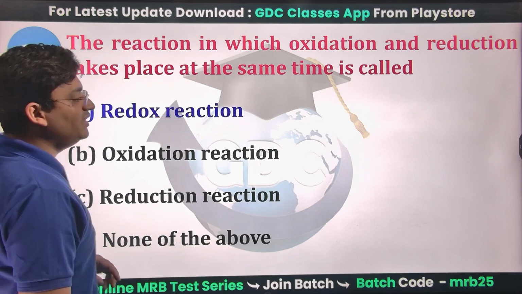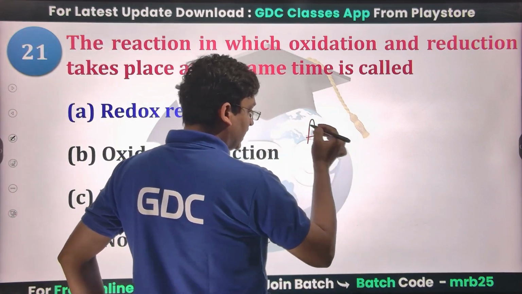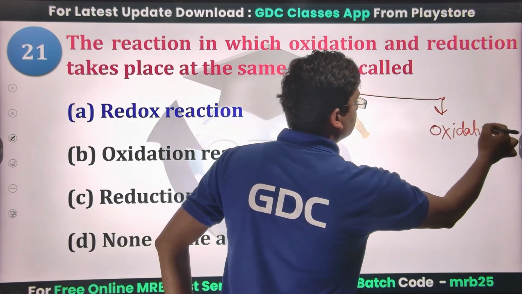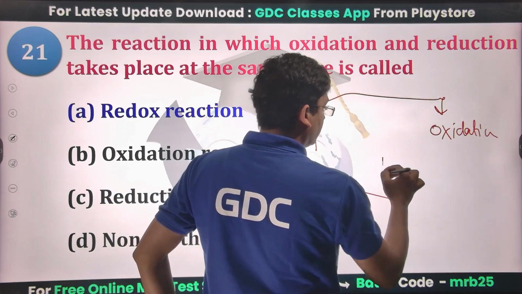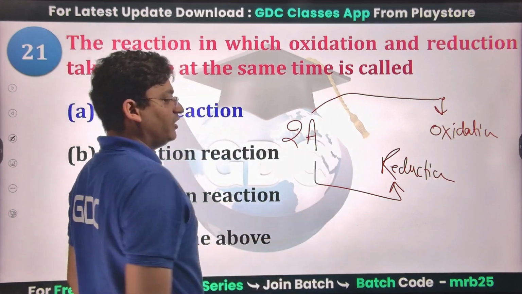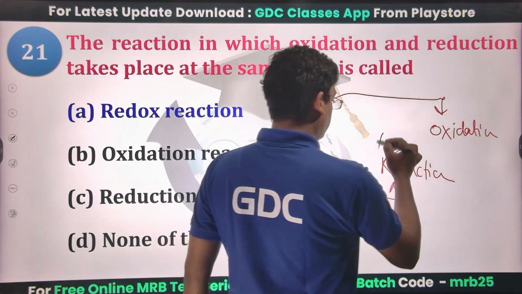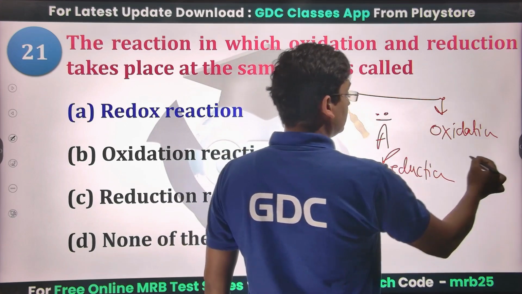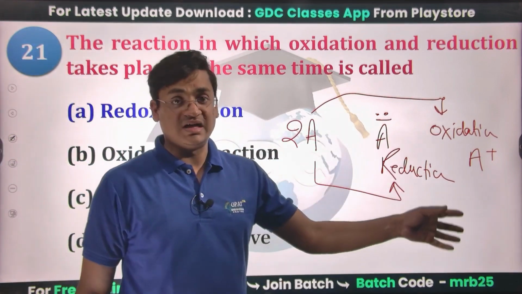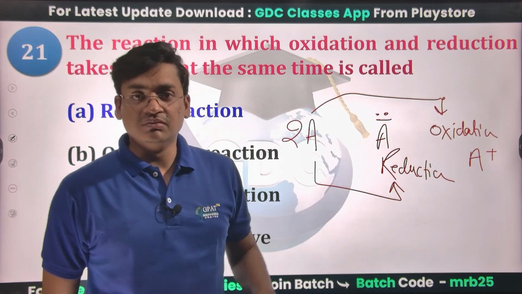Redox reaction. Okay, tell me a method, or you can say a reaction, where the same compound A is getting oxidized and at the same time this A compound is also getting reduced. So in a reaction where 2 moles of A, one is being reduced and the other is being oxidized, one will be gaining electrons while the other will be losing electrons. What do you name this kind of reaction? There is a specific name. Tell me in the comment section.